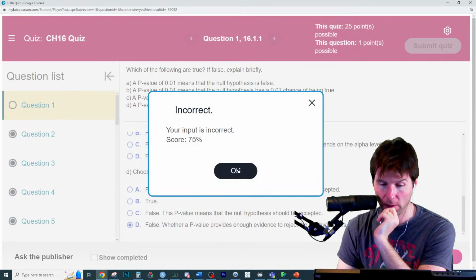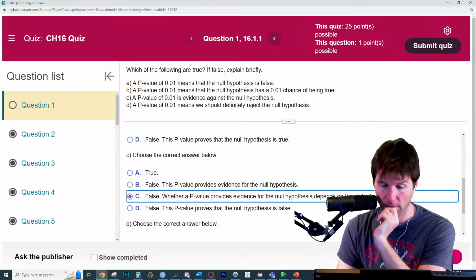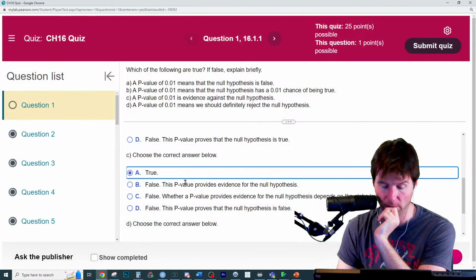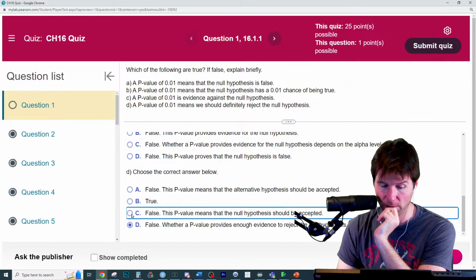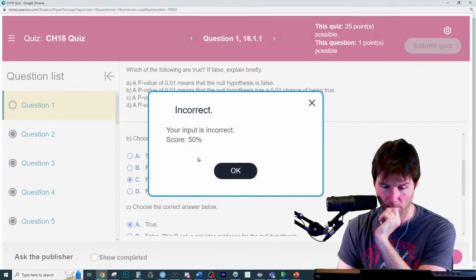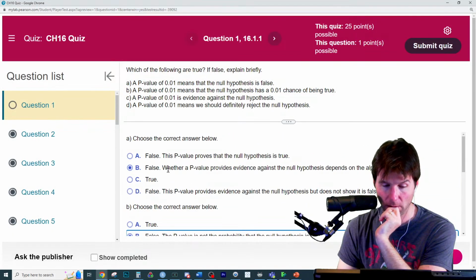So the third one, really? Was it this one I thought? Oh, it wasn't that one. We'll end with a wrong question. So it's the first one? Okay. A p-value of 0.01 means that the null hypothesis is false. No, it doesn't show it's false. This p-value provides evidence against the null, but does not show it's false.